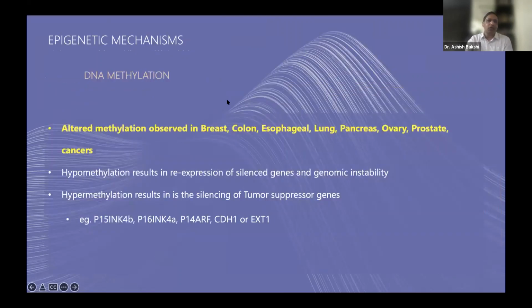Now, coming to the cancer-specific part of it, altered DNA methylation is observed in several malignancies, and the commonly seen ones are breast, colon, esophageal, lung, pancreas, ovary, and prostate cancers. Hypermethylation often results in silencing of the tumor suppressor genes, whereas hypomethylation results in re-expression of the silent genes and genomic instability.